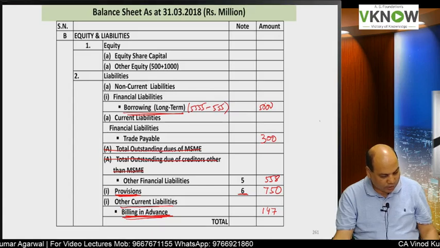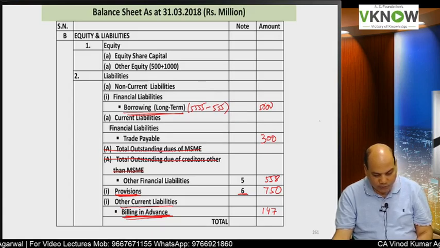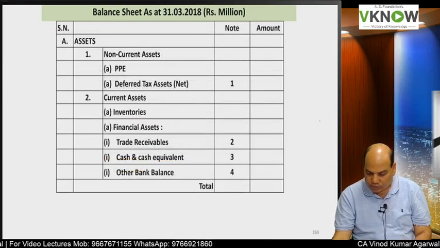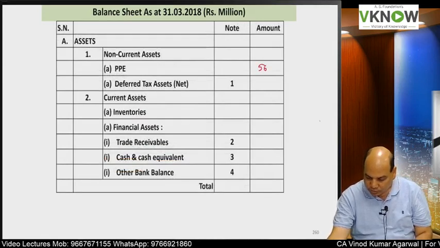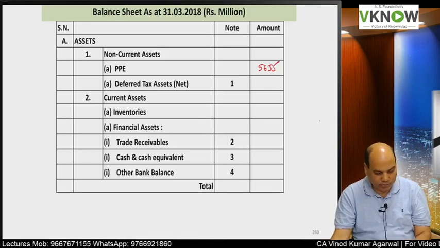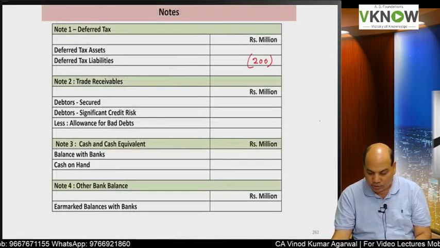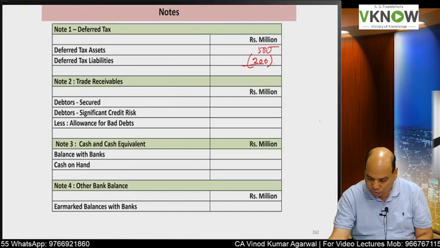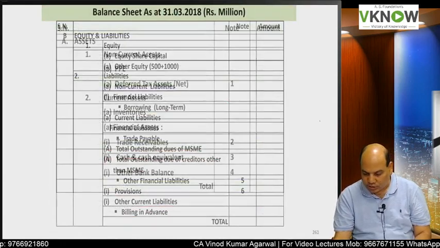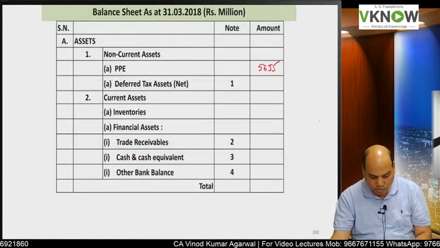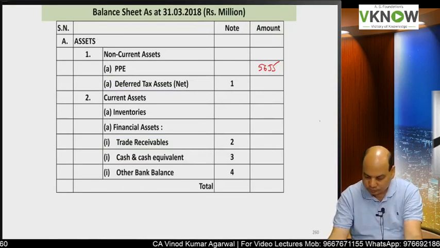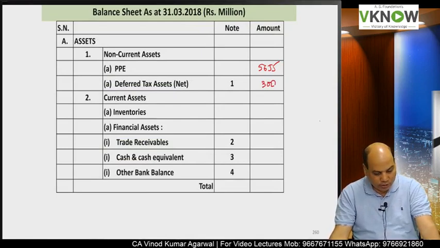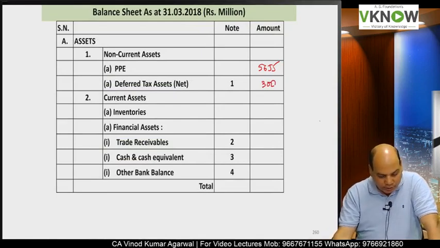Next line in the question is fixed asset 5655. Asset side, first item, PPE 5655. You will not write fixed asset, you will write PPE. Deferred tax asset, we have a note number 1: 500 minus 200. So is it 300? Back to the balance sheet, asset side, second line. Deferred tax asset, how much you said? 300.